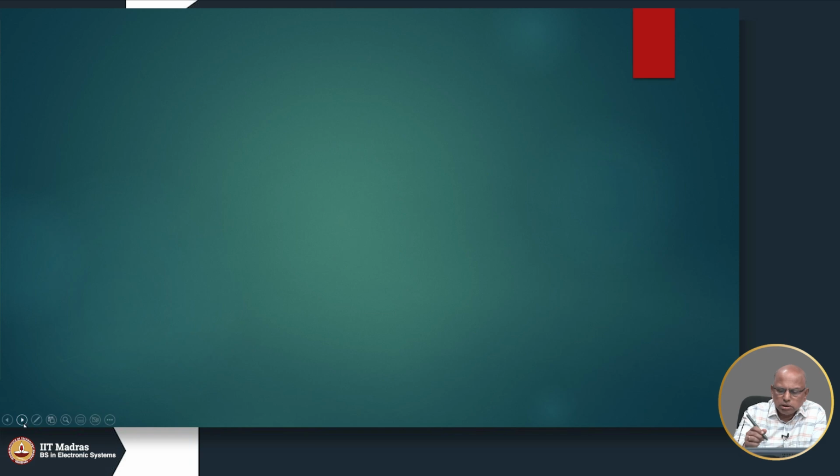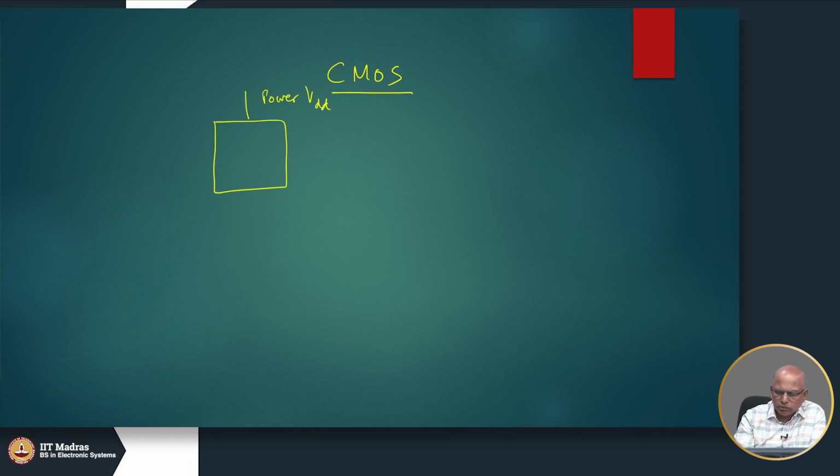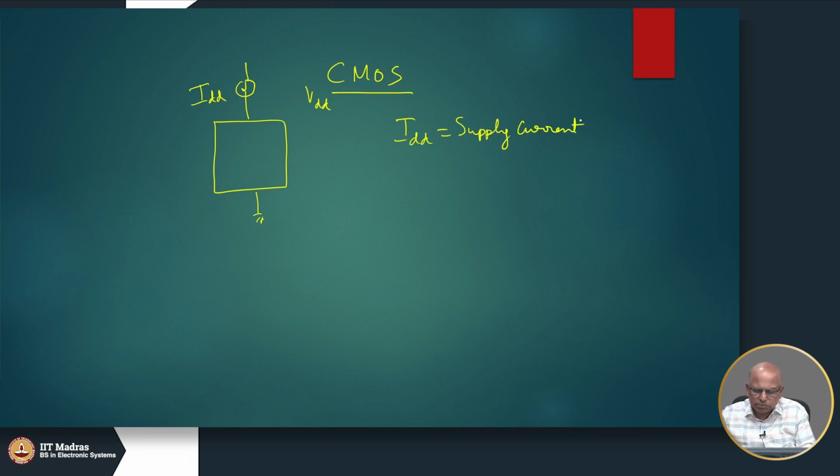So what if you had a CMOS circuit and you power it up, with supply voltage VDD, and suppose we measure the current through the VDD, which is referred to as IDD. So IDD is the supply current, or the current drawn from the power supply.